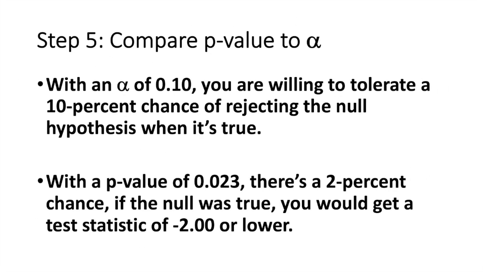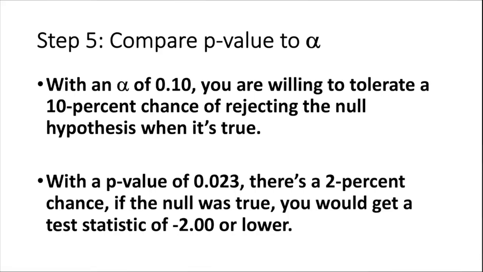But before we reject or accept the null hypothesis, we actually have to compare that p-value to the alpha, or the significance level that we set at the beginning of the project. Of course, we started with an alpha of 10%. In other words, we were willing to tolerate a 10% chance of rejecting the null hypothesis when it's true. But with a p-value that we actually found of 2.3%, our p-value is well below the significance level that we set at the beginning of our hypothesis test.